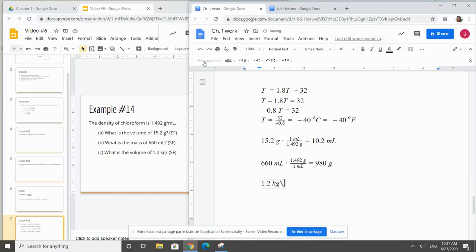I have to convert kilograms to grams before I can use density. And then I want to cancel grams with grams, so 1 milliliter goes up top. 1.492 grams goes on bottom. And then I round this to 2 significant figures. So 800 milliliters. I take a moment and think, does this make sense?